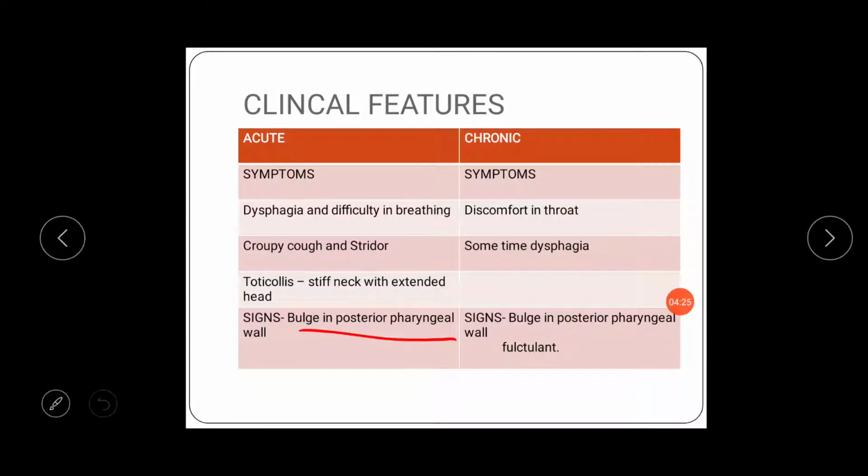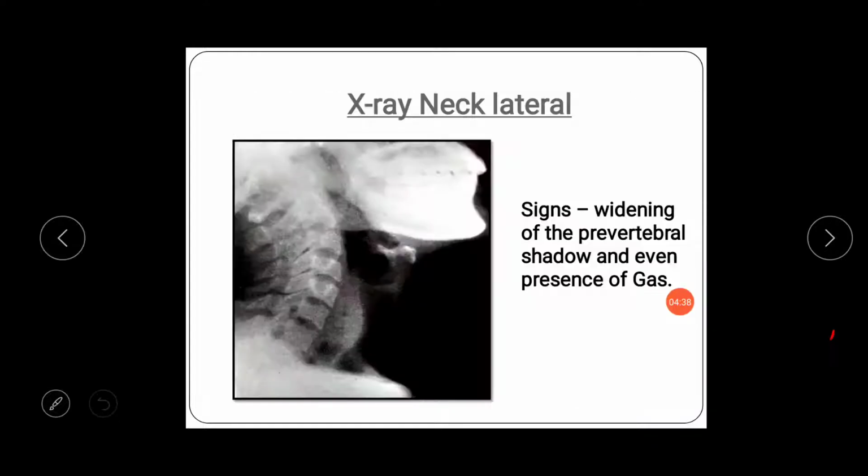In chronic retropharyngeal abscess, the patient will have discomfort in the throat, sometimes also dysphagia, and there will be a bulge in the posterior pharyngeal wall which is fluctuant in nature. Chronic and acute retropharyngeal abscess can be diagnosed by local examination, looking into the oropharynx, and indirect laryngoscopic examination. Indirect laryngoscopic examination can give you an idea about laryngeal status, exact compression over the larynx, and the difficulty in breathing.